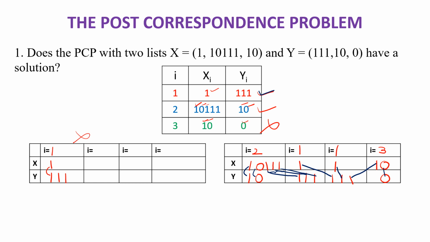That is, the upper half is 10111110, which is equivalent to the lower half, 10111110. Hence, the sequence obtained is 2113.